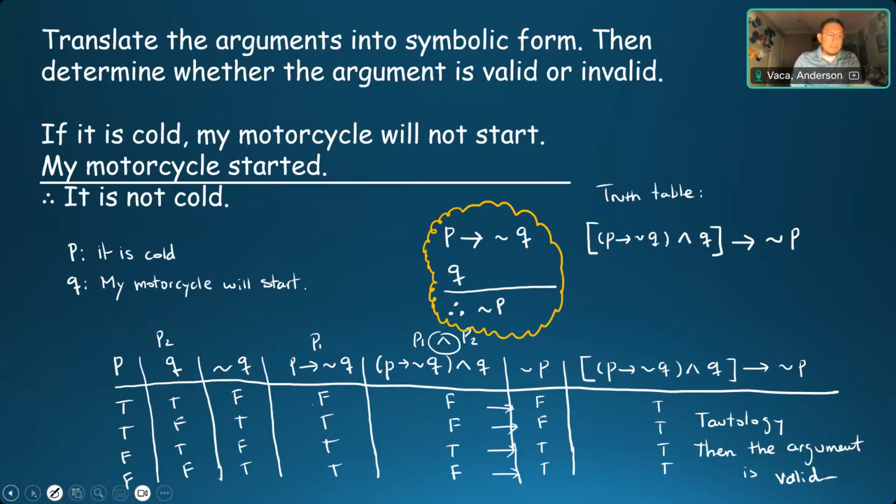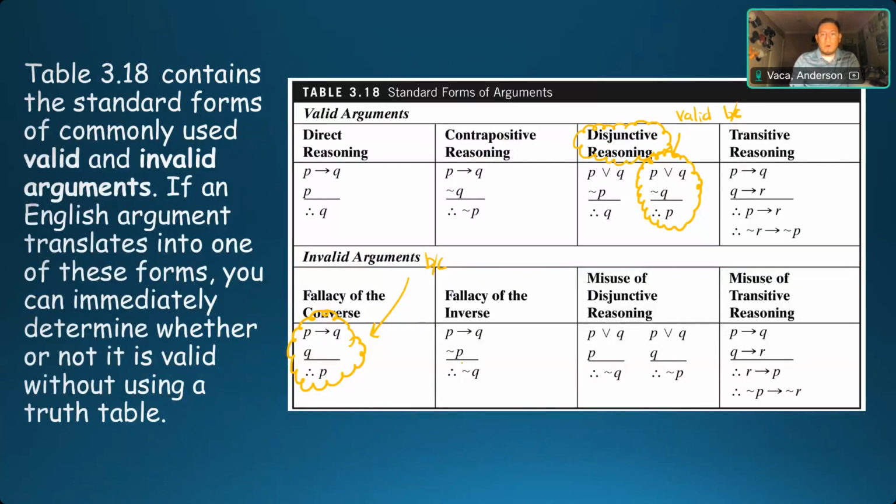It's not going to be one of the ones here. Again, we already proved that it's valid, but it's not one of the commonly used valid arguments. I'm trying to think, it's the contrapositive, but it's not. It looks almost like it, but it's not the contrapositive reasoning. In other words, not every argument will translate to one of these 8 examples.